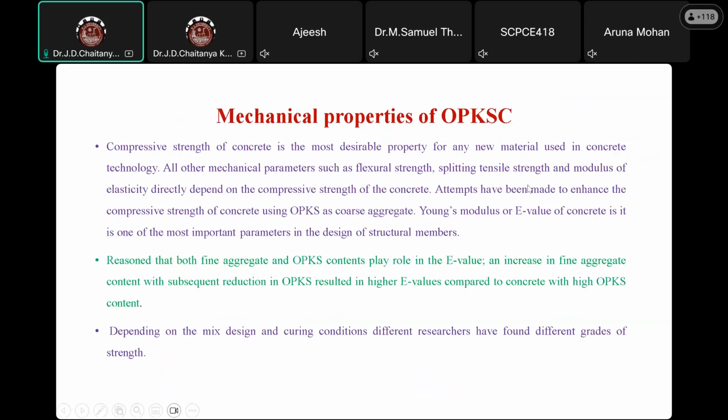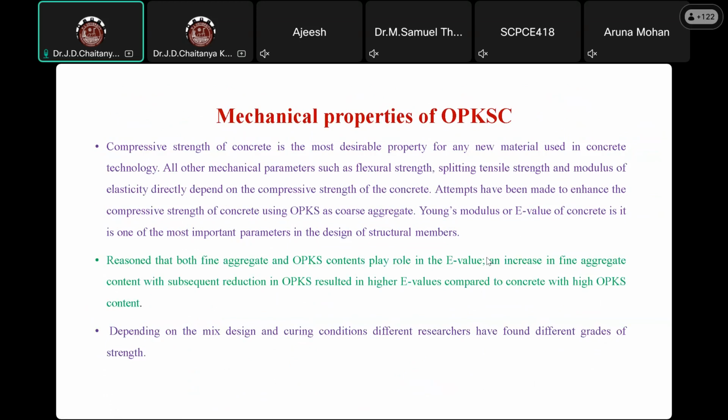Okay. Coming to the main property, the mechanical properties of the formal shell. The main mechanical property is the Young's modulus. Before that, we have to calculate the compressive strength, tensile strength, and flexural strength. Then comes the modulus of elasticity value. The fine aggregates and shell contents play a major role in the calculation of the modulus values. That depends upon the mix design and curing conditions.